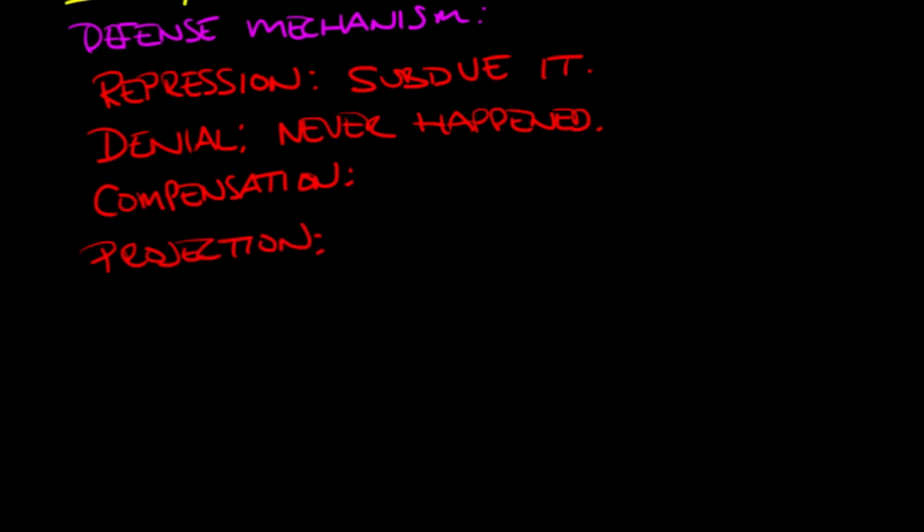Projection. What is projection? Projection is blaming somebody else, the blame game. For example, they fail a check ride. Well, the DPE was too tough. He was too strict, and the tolerances were too tight. Not my fault. If I had somebody who was fair, I would have passed. That's projection, blaming somebody else.